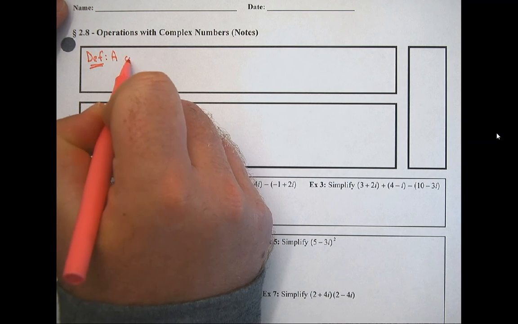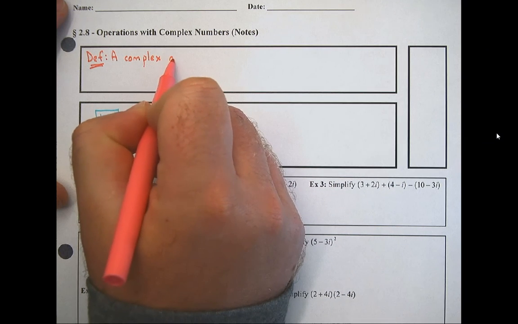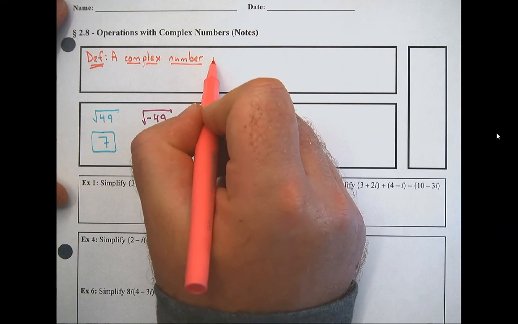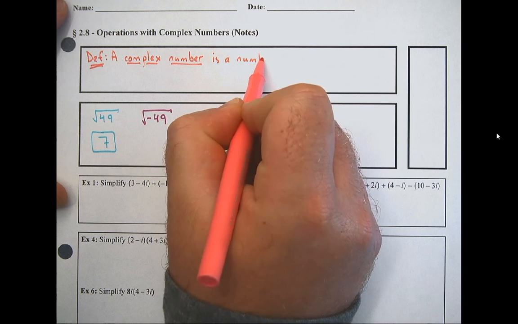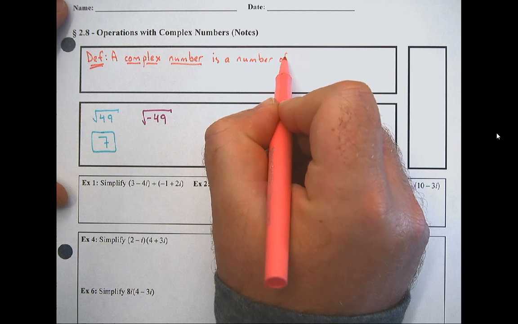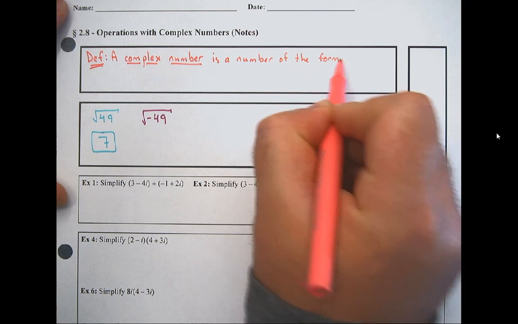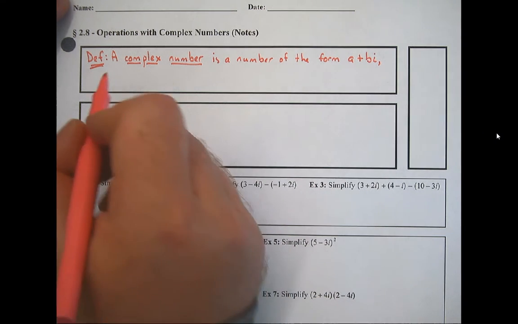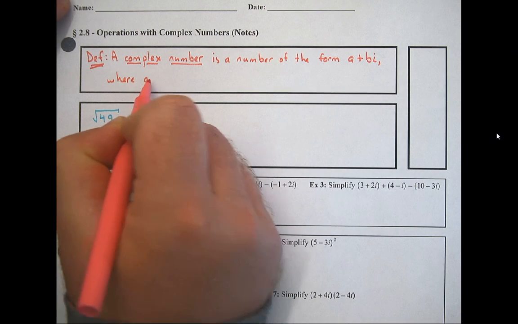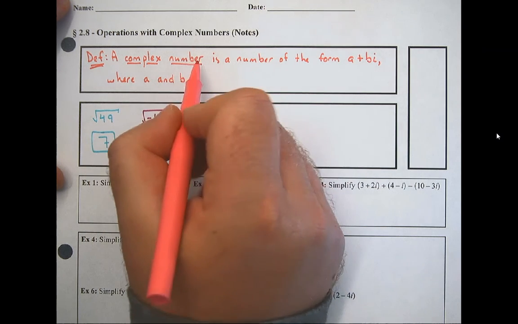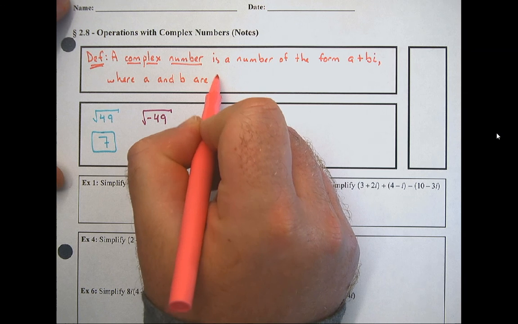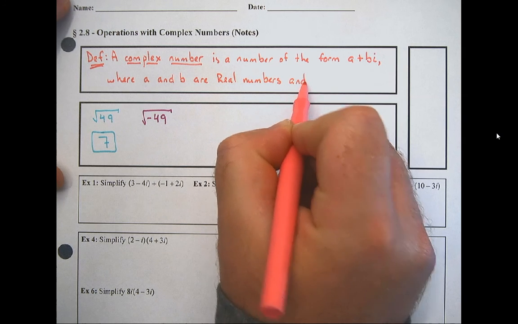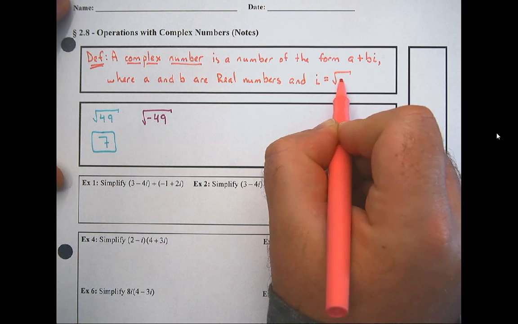A complex number is a number of the form a plus bi, where a and b are real numbers and i is equal to the square root of negative 1.